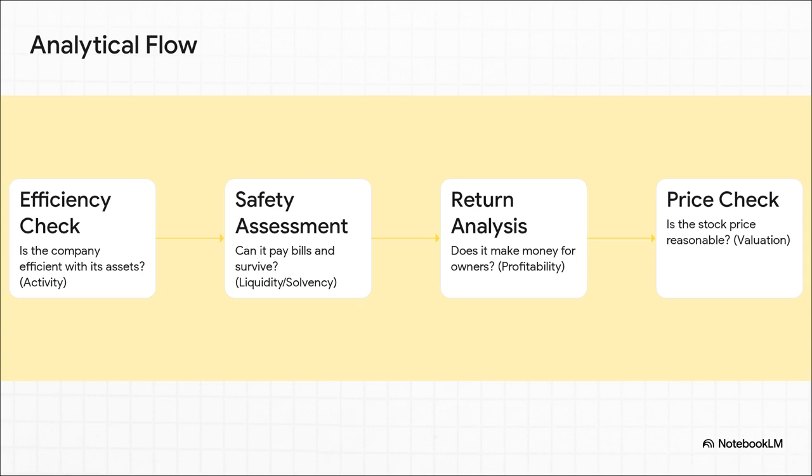First, you start with an efficiency check. Is the company actually using its resources well? Second, a safety assessment. Can it survive a tough patch? Can it pay its bills? Only if the answers are yes, do you move on to step 3, the return analysis. That's our ROE. And only after you've confirmed it's an efficient, safe, and profitable business do you finally get to the last step, the price check. Is the price you're being asked to pay actually reasonable?